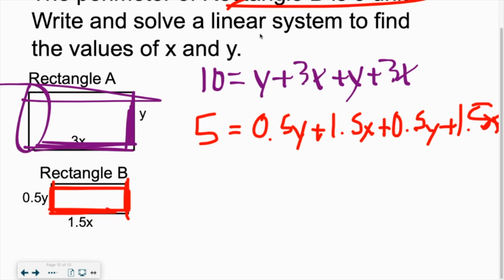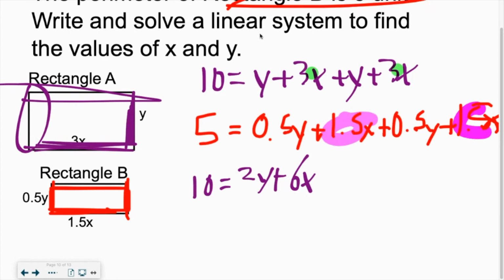Clean up your equations, adding up like terms. So you get 10 equals 2y plus 6x. And again here, adding like terms with your x's and your y's. So we got 5 equals 1y plus 3x.